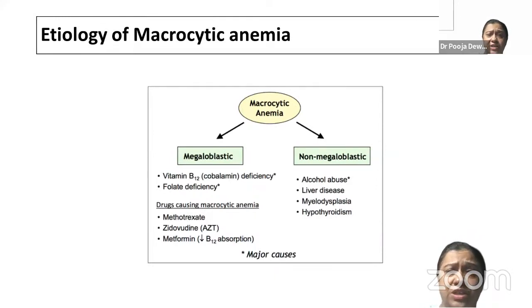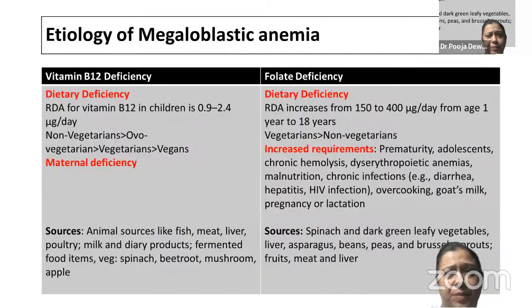They may have storage difficulties of B12, and therefore these patients could also have more than one mechanism of macrocytic anemia. So they could be having some amount of megaloblastic maturation as well, but the predominant mechanism remains abnormality in the synthesis of the cell membrane, the RBC cell membrane.